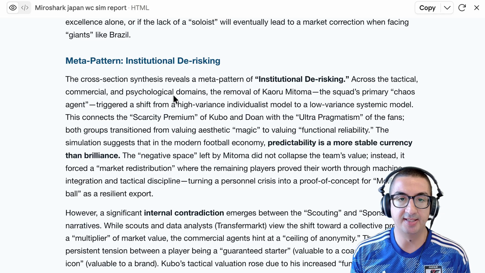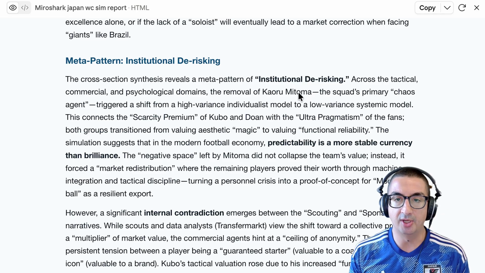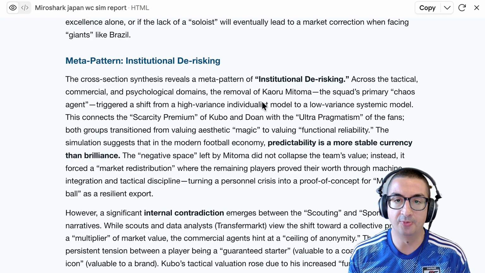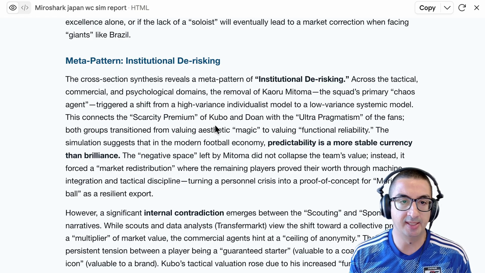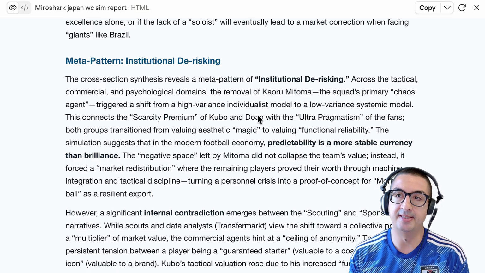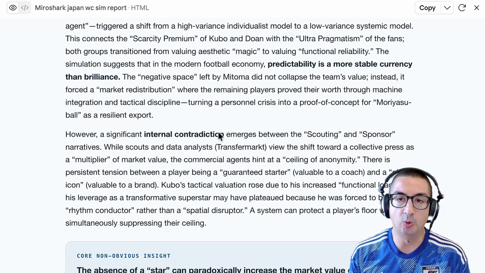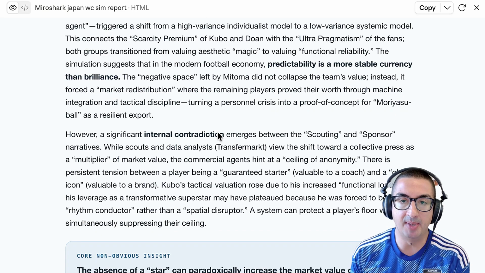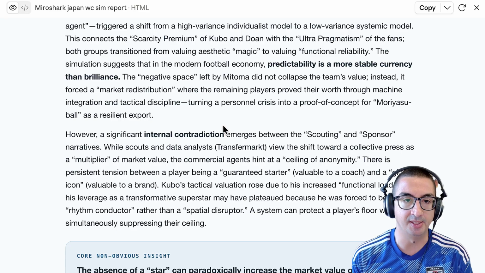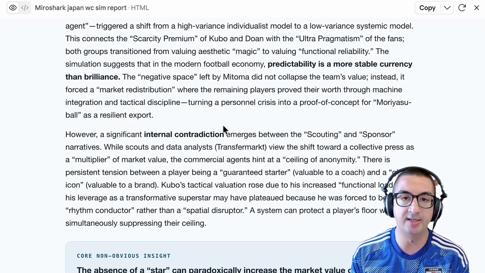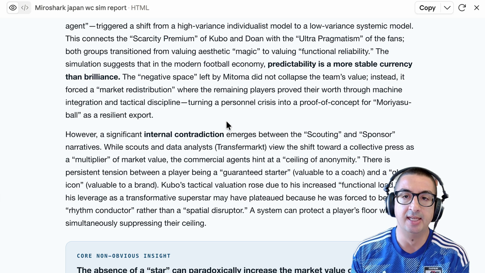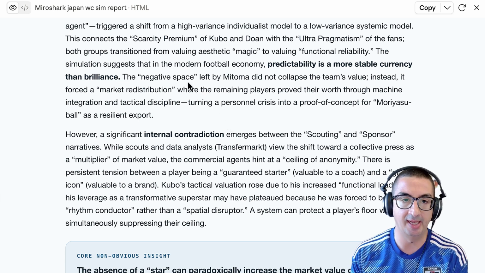The cross-section synthesis reveals a meta pattern of institutional de-risking across the tactical, commercial, and psychological domains. The removal of Kaoru Mitoma, the squad's primary chaos agent, triggered a shift from a high-variance individualist model to a low-variance systemic model. This connects the scarcity premium of Kubo and Doan with the ultra-pragmatism of the fans. Both groups transitioned from valuing aesthetic magic to valuing functional reliability. The simulation suggests that in the modern football economy, predictability is a more stable currency than brilliance.